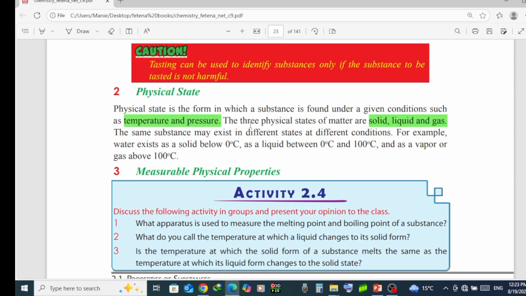Therefore, the same substance may exist in different states at different conditions. For example, water exists as a solid below 0 degree centigrade.